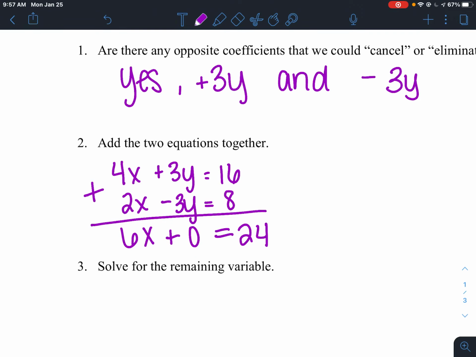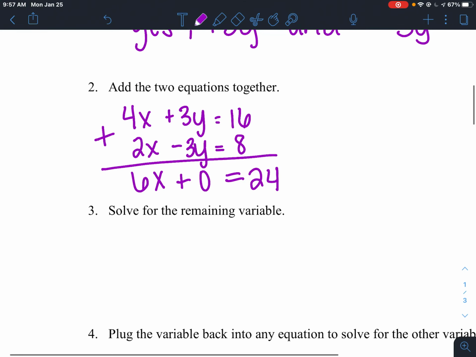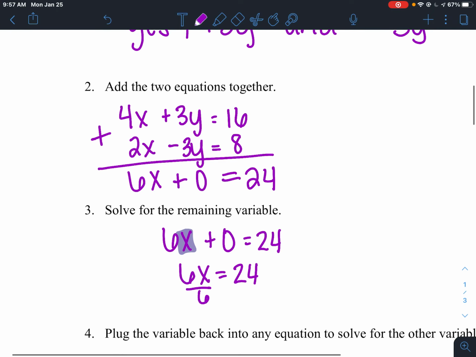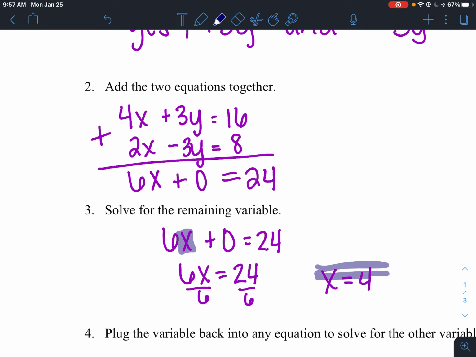Solve for the remaining variable. Notice that we have 6x plus 0 equals 24. The only variable we have left is this x. We're going to solve for x. The 0 goes away, so we have 6x equals 24. I can divide both sides by 6, and so x equals 4. We've solved for our variable.